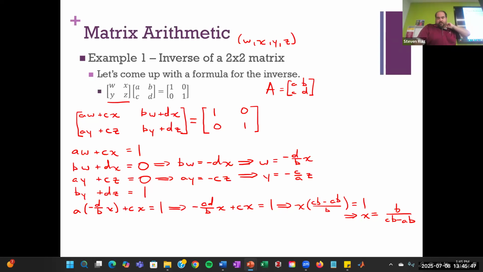What's that? Oh yeah, we'll drop that off, didn't I? Factor on x, it should be... is that the mistake I made? So x equals b over cb minus ad. Okay.